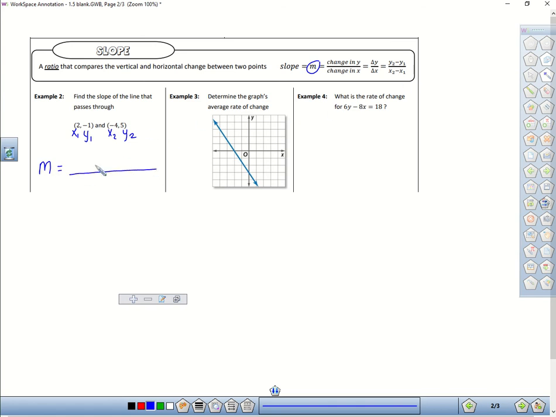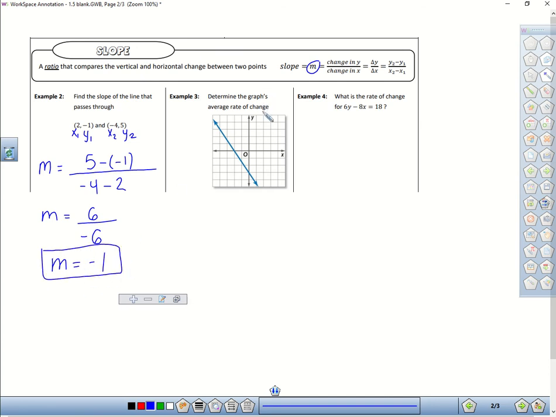So that's going to be y2 minus y1 over x2 minus x1. So when we subtract a negative in math, that becomes addition. So 5 plus 1 is 6. And down here we have -4 minus 2 is going to be a -6, so my slope is -1.